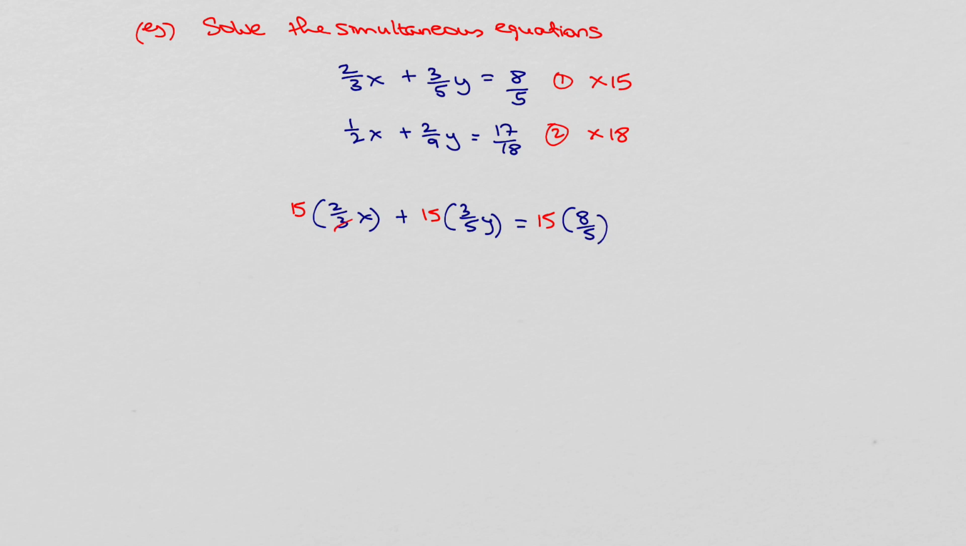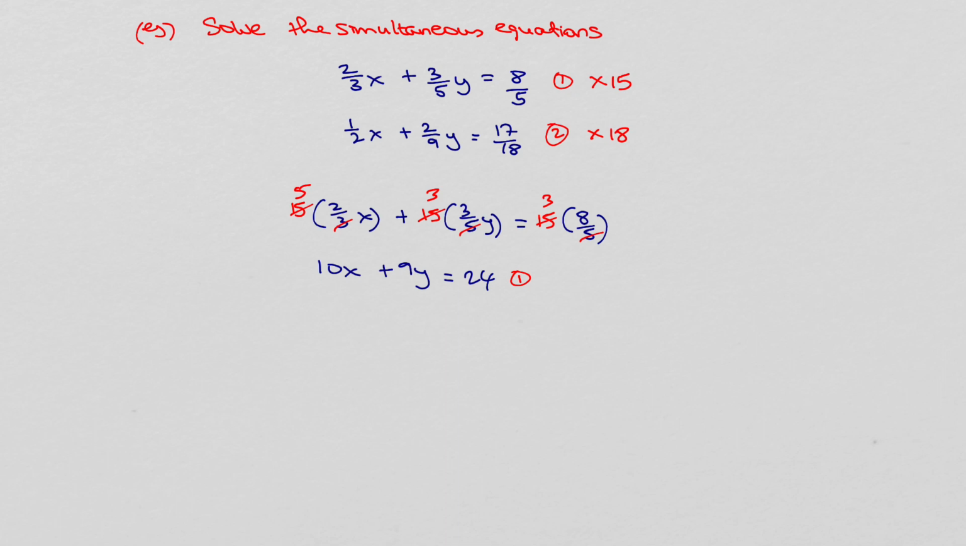So I can see, well, 3 goes into 15 5 times, and 5 goes into 15 3 times. So that gives me 5 times 2, which is 10x, 3 times 3, which is 9y, and 3 times 8, which is 24. So now we have a nicer looking equation.